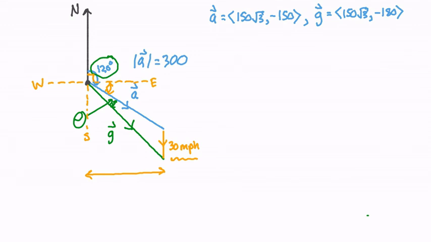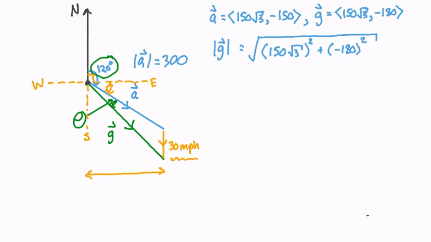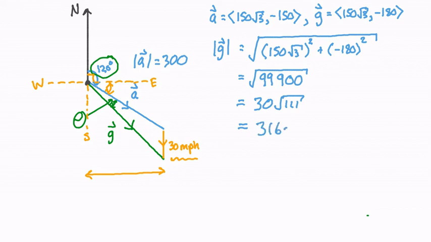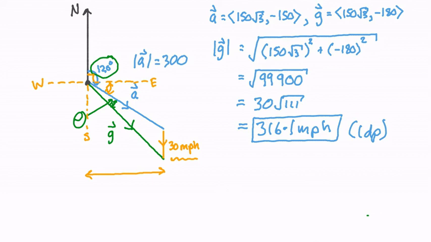So we've worked out our velocity vectors then for the airspeed and the ground speed, a and g vectors, and what we now need to do is work out what the magnitude of that ground speed is. So we're going to try and find the magnitude of g. And to do that, remember, we square the x component and we add that to the square of the y component. Calculating those, we get the square root of 99,900, which is equal to 30 root 111, if we want to be exact about it, or to one decimal place, 316.1 miles per hour. So the magnitude of the ground speed is 316.1 miles per hour to one decimal place. So that's our ground speed then.